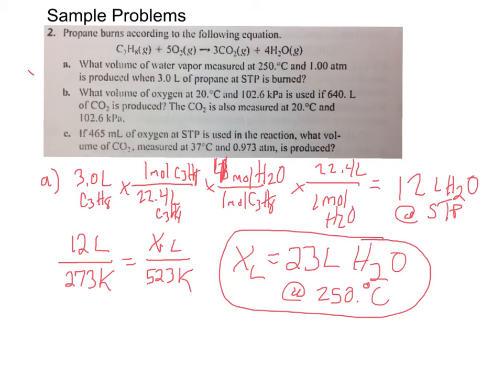But now labels are more important than ever because you have to know at what condition, what the molecule is, and everything else, and what the unit is too. So there are 3 different things we have to know per question. All right, let's go on to B now.